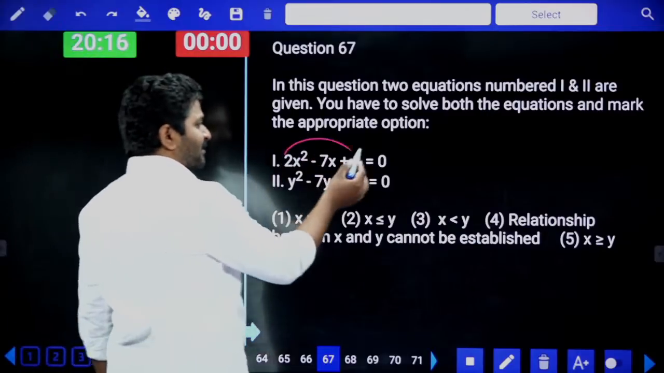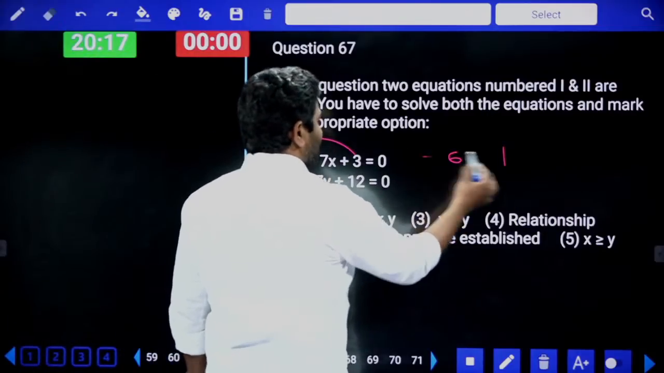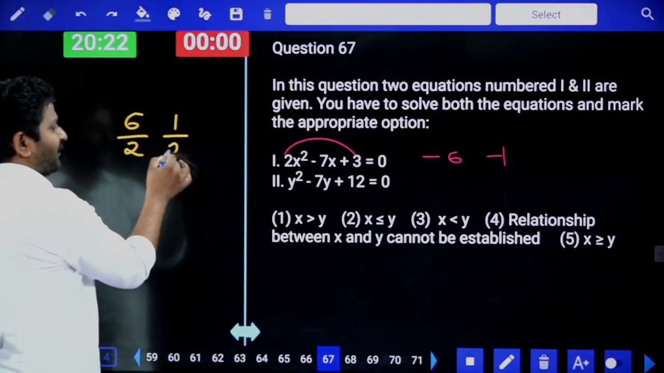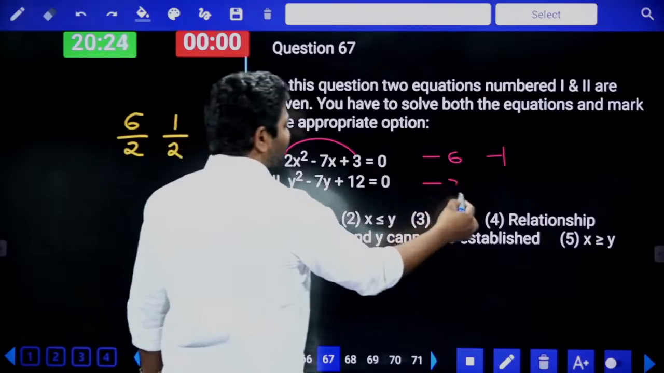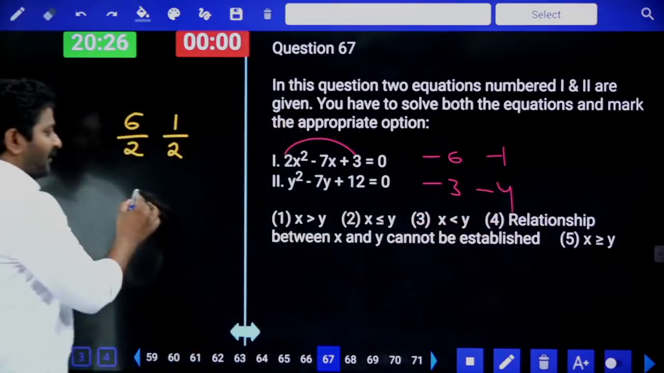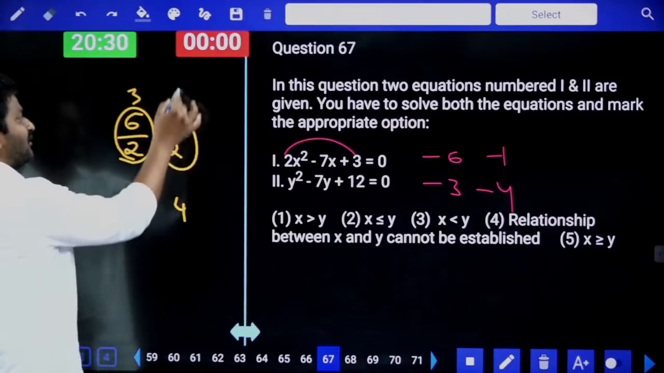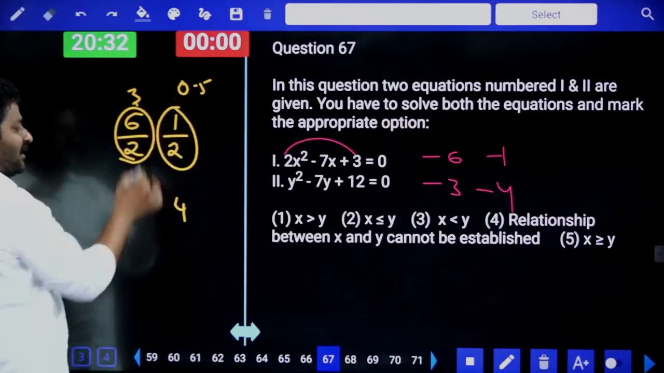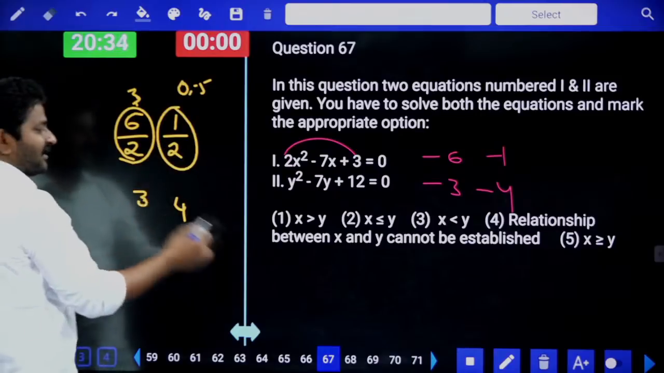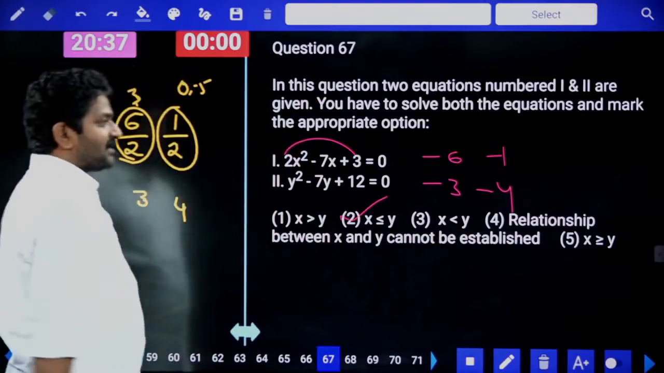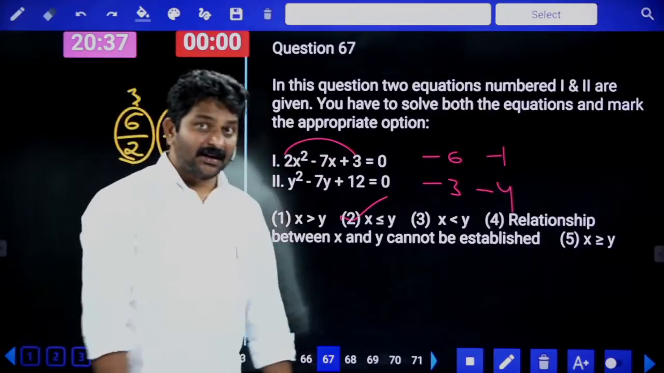Yes, product is 6, combination is 6 and 1, minus 6 minus 1. Factors are 6, 1 divided by the coefficient of x square. 12 we have, minus 3 minus 4 is the combination. Then factors are plus 3 comma plus 4. This value is 3 and this is equal to 0.5. X equal to y, x less than y, x less than y. X is less than or equal condition. Second option is our final answer.